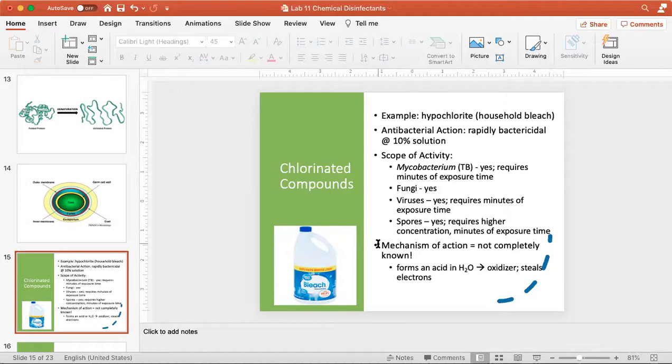Now, when it comes to the mechanism of action of bleach, what is it doing to kill bacteria? Well, believe it or not, we don't really know. We don't really understand everything that bleach does inside or on a bacterial cell. We do know this, though. When you mix bleach in water, you get an acid formed. And we know that acids can oxidize cells. In other words, they can take electrons away from cells. And that, of course, will damage molecules in the cell and ultimately kill the cell.